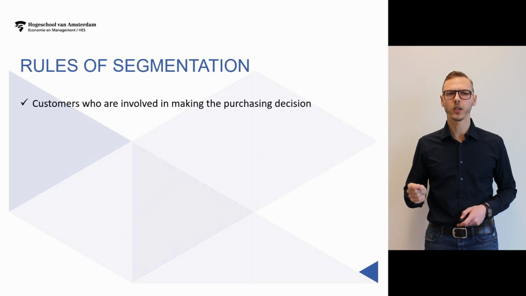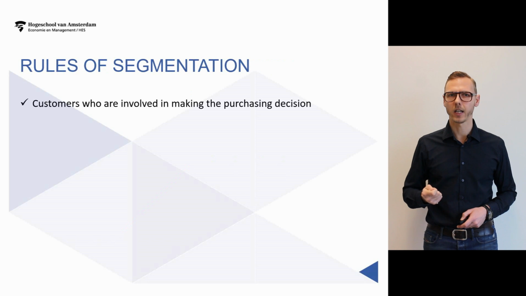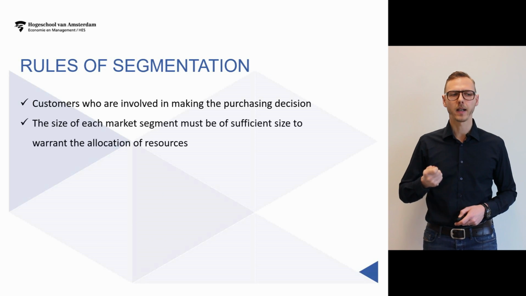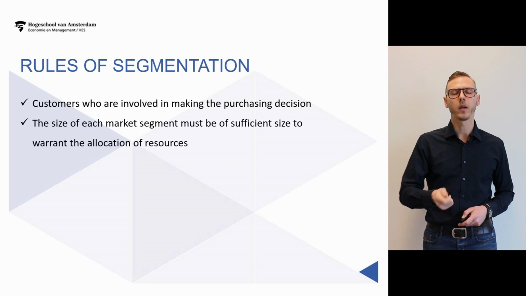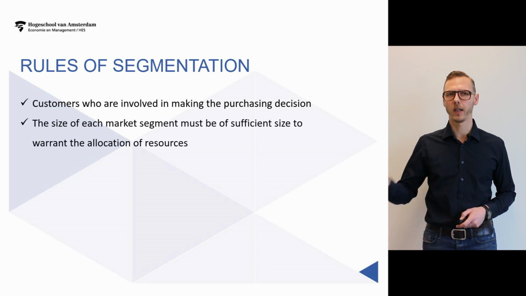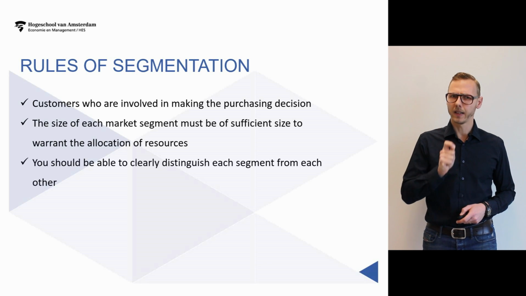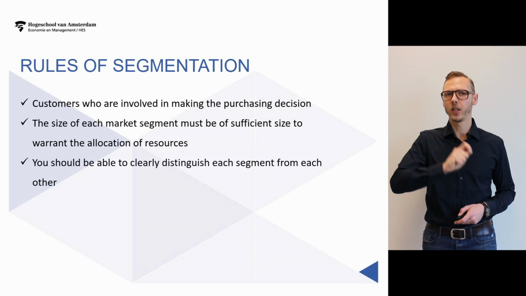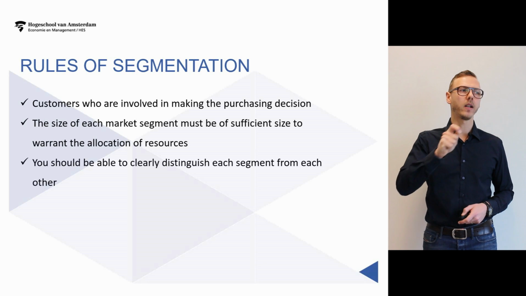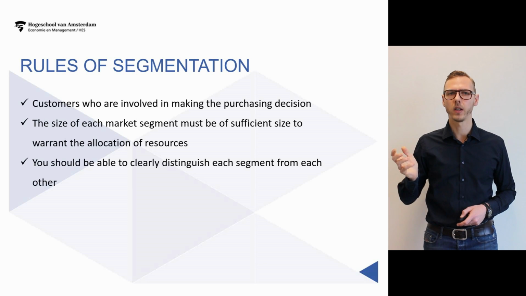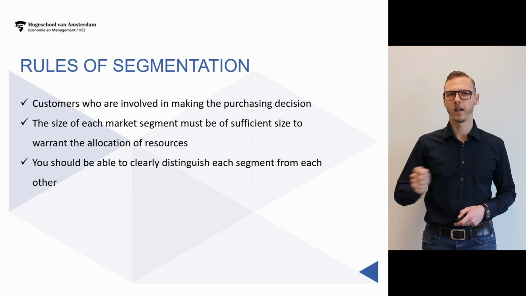Now, there are a few rules of segmentation which you have to bear in mind. For instance, the customers should be involved in making the purchase decisions. The size of each market should be big enough to target, because if it's too small, you'd rather choose a different way of segmentation. Another one is that the segments should be distinguishable from each other. For instance, somebody aged 18 is not 21, or somebody that lives in the north of your country doesn't live in the south. So these distinguish each other.